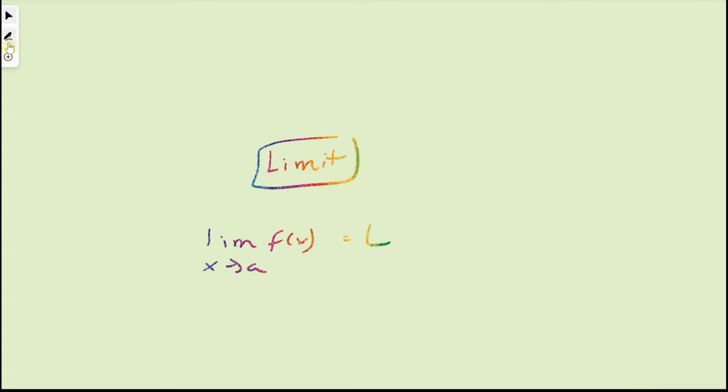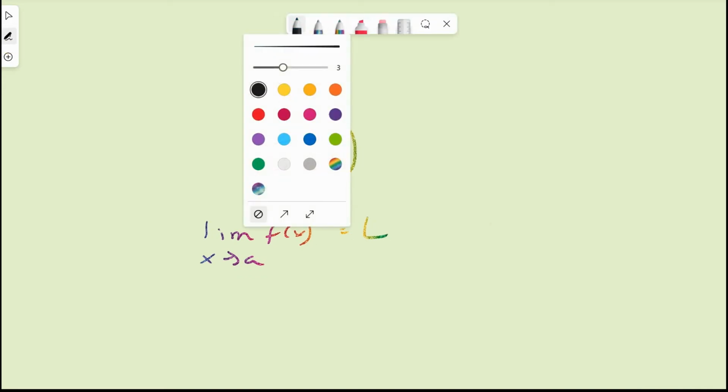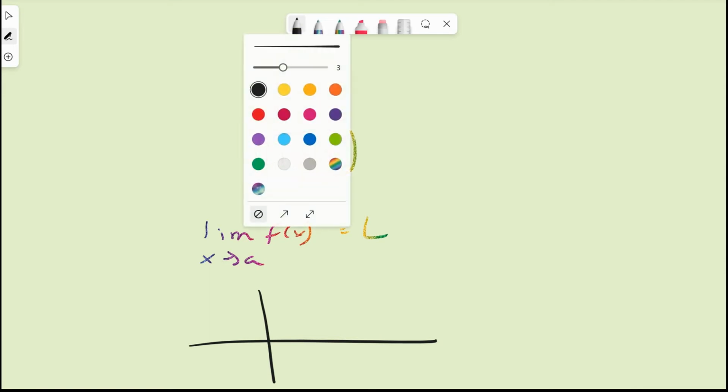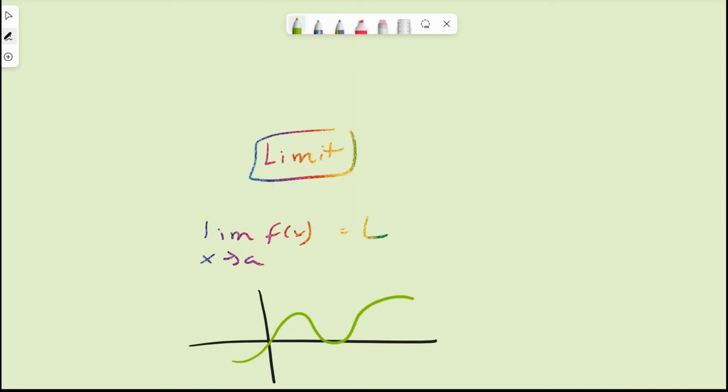Okay, so at the center of calculus is this concept of a limit, right? Usually when we think of a limit, we think: the limit of f of x as x goes to a is equal to L. What this means is that we can make the value of f of x as close as we like to L by taking x sufficiently close to a.